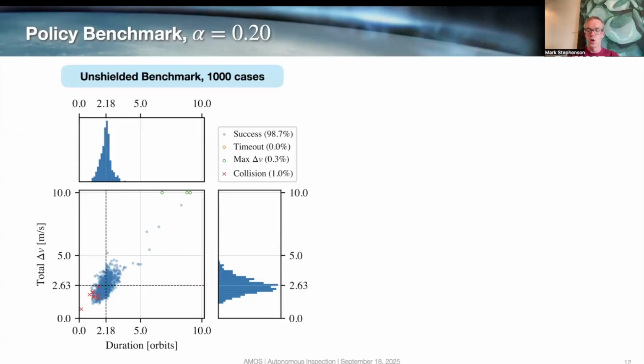Zooming out a bit, we can benchmark this policy over 1,000 cases. So this is varying what orbit we're in, where the relative initial states are, and as a result of that combination, what parts of the RSO are inspectable over the course of the orbit.